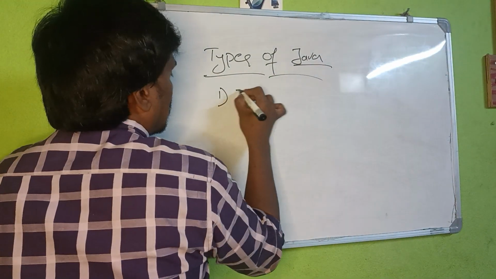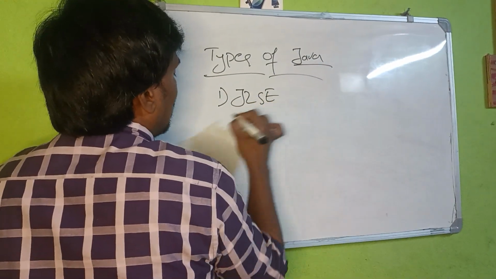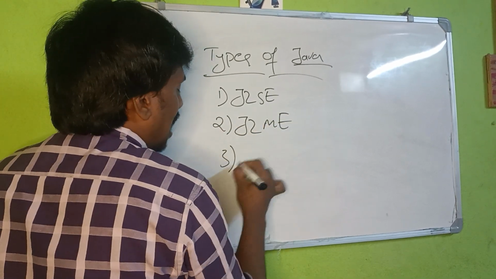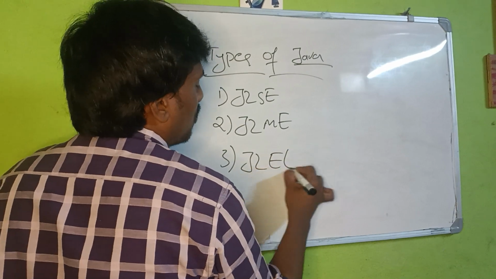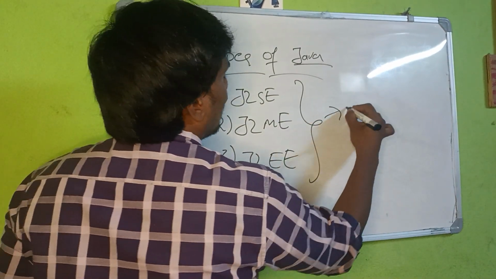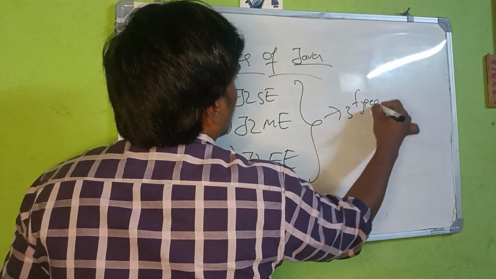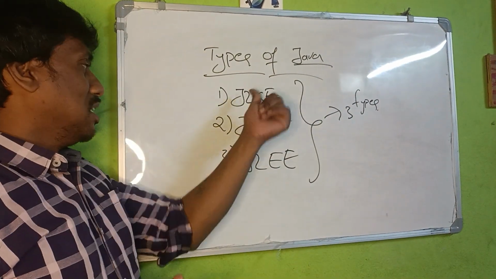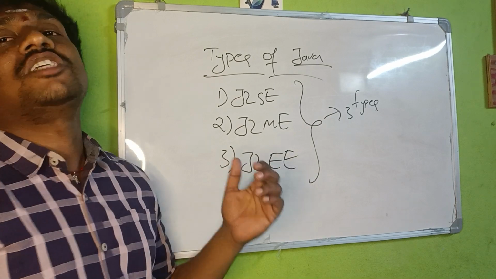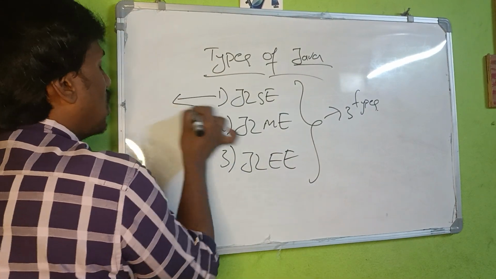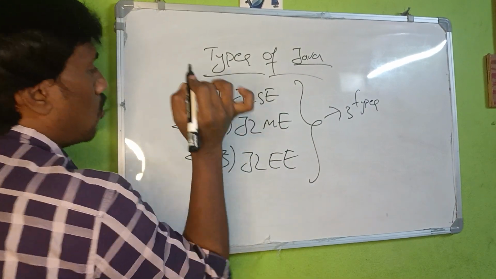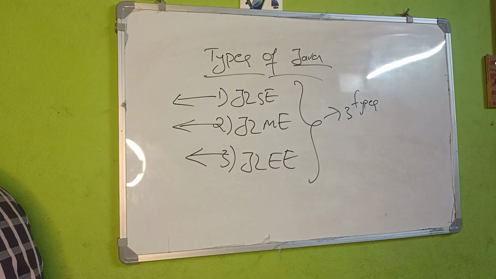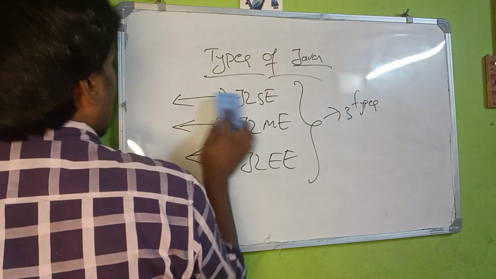First one is J2SE, second one J2ME, and third one J2EE. So these are the three types of Java. What are the limitations of these? Now we will discuss this in detail.